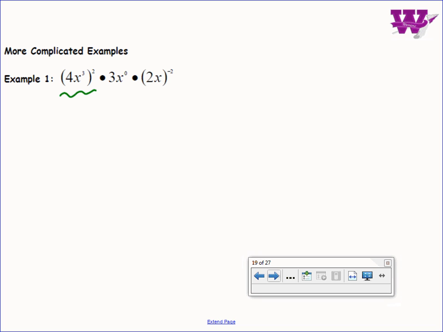So in my green power, are there parentheses, Aaron? Yes. So who's going to be squared, right? Who's going to be squared if I have parentheses? Adam? All of it. The 4 gets squared and the x cubed gets squared.